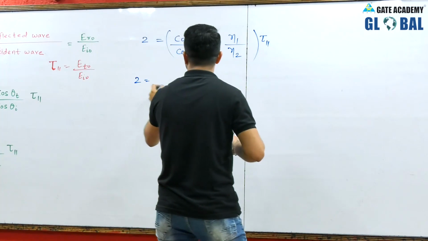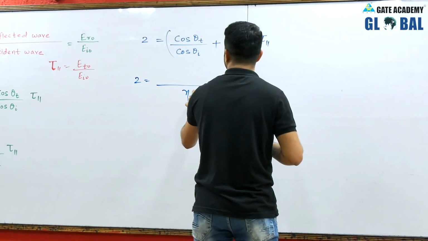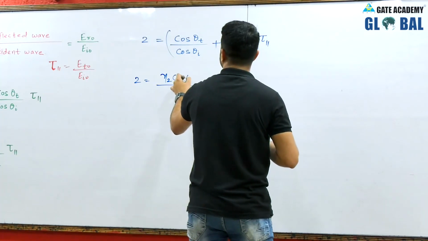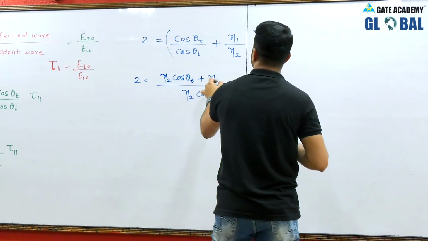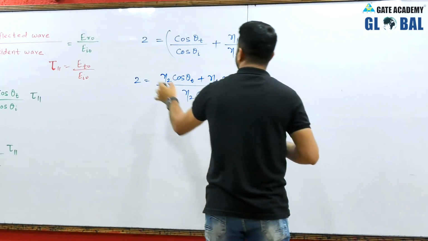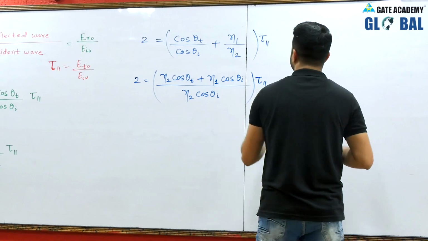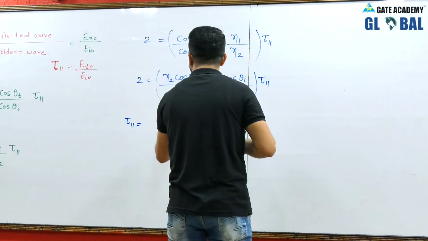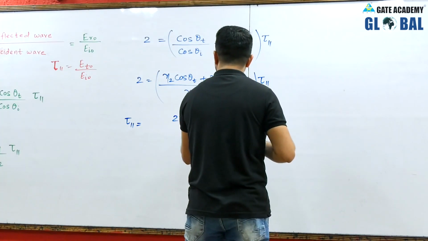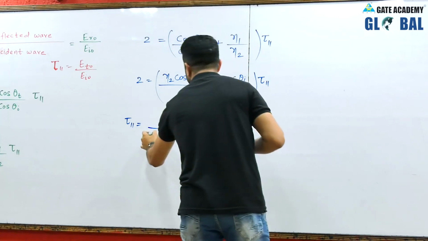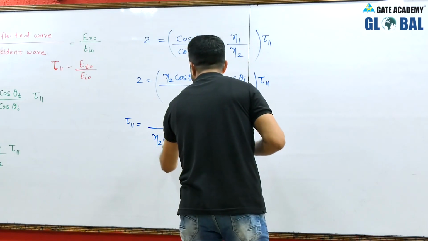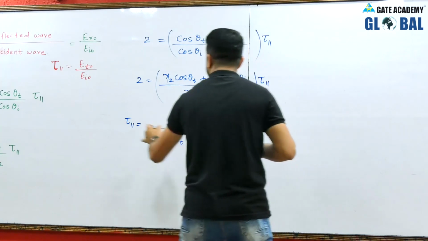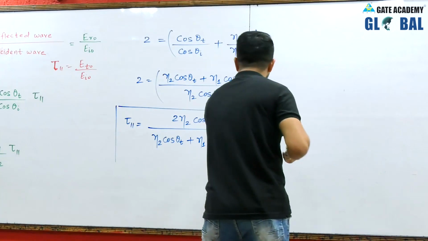If I take the LCM, this is eta 2 cos theta I, over eta 2 cos theta t plus eta 1 cos theta I. This is multiplied with tau parallel. So the value of tau parallel is 2 times eta 2 cos theta I divided by eta 2 cos theta t plus eta 1 cos theta I. This is the transmission coefficient.